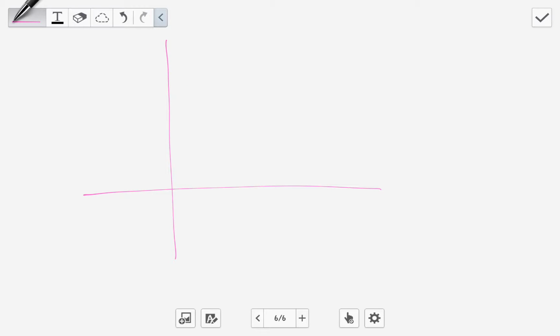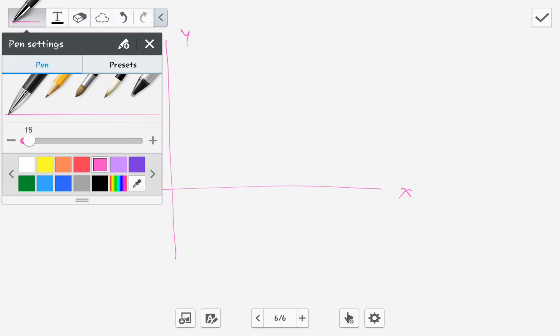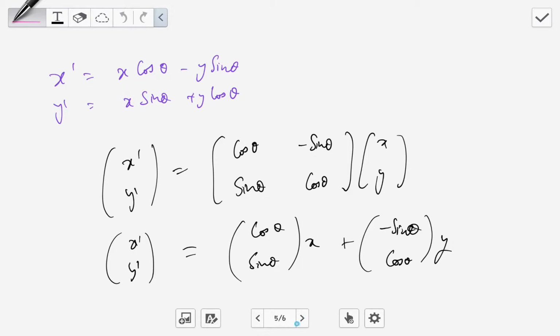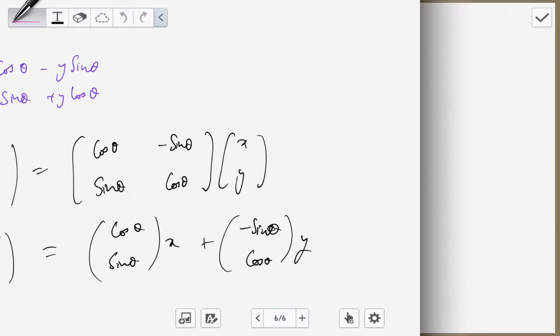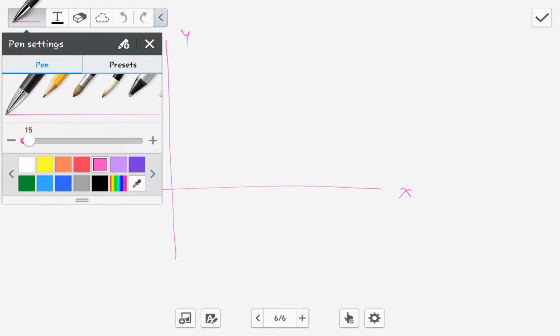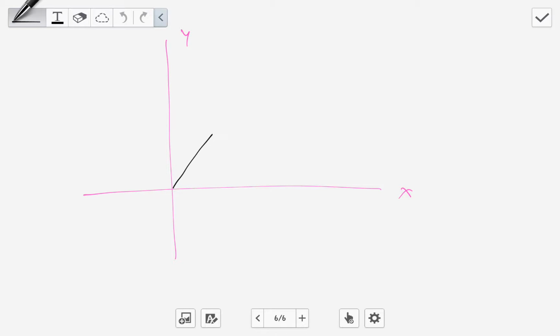We have this original x y. Now let us try to plot this vector cos theta sin theta. How will that look like? It will look like some theta angle, and it will be this way. Okay, theta. So this is your cos theta sin theta.